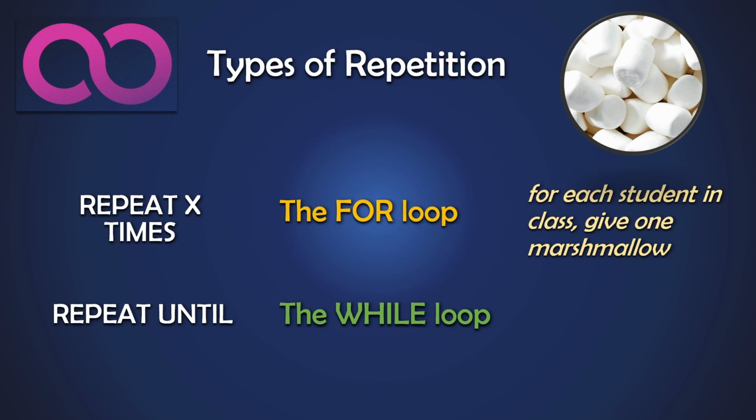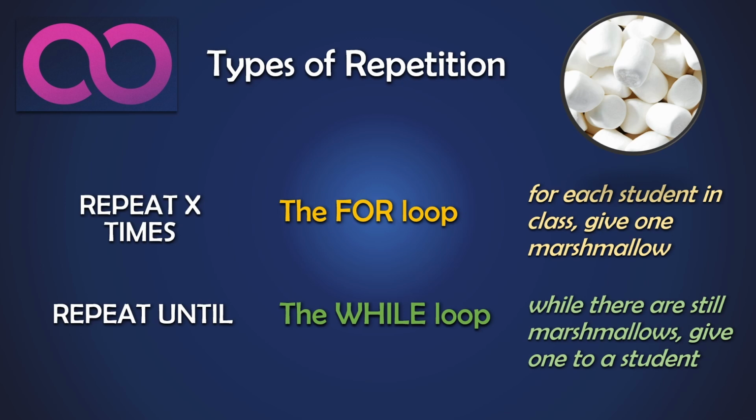However, let's say we just want to give out marshmallows until there's no more marshmallows left. Well, then we would use a while loop and would say, while there are still marshmallows, give one to a student. And so we can keep giving them out until they're gone. This is the way that we use these two loops.